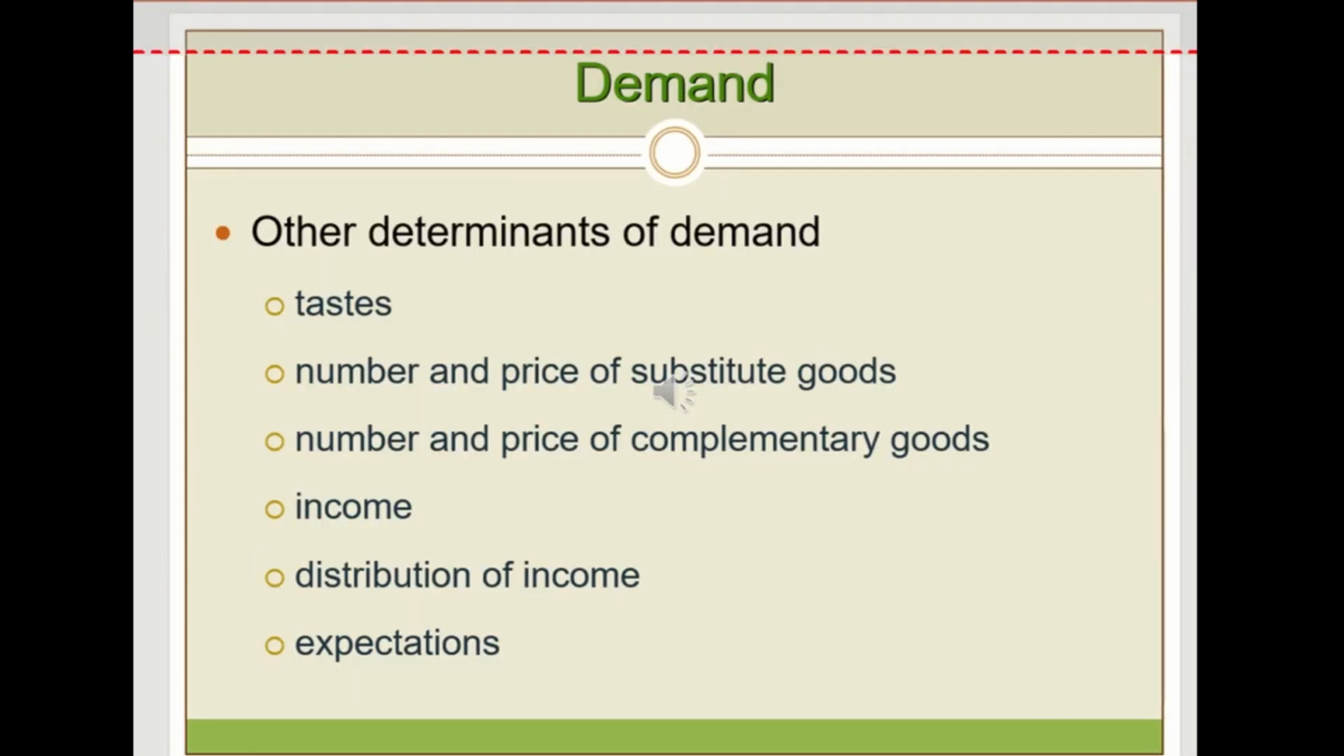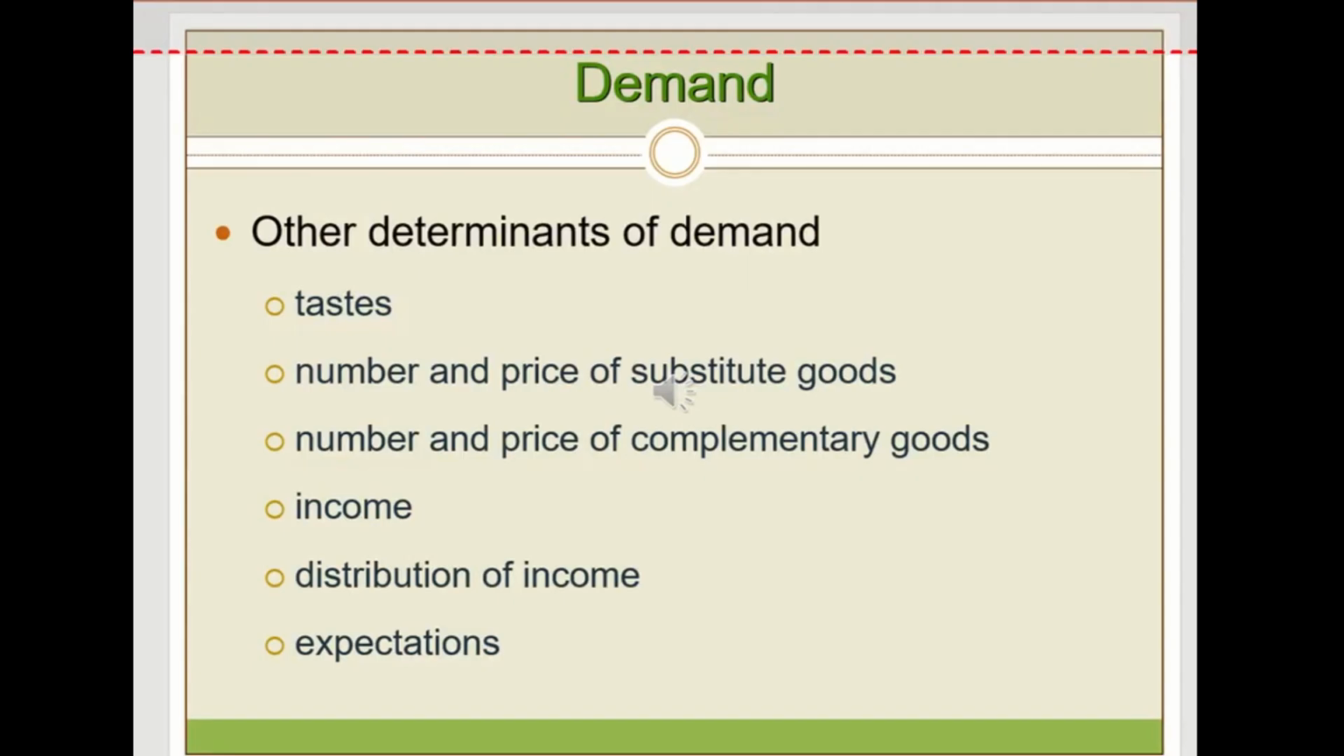For example, taste is also a determinant of demand. When we like a product more, we would like to buy more of that. And taste is influenced by, for example, advertising. The number and price of substitute goods. Substitute goods are alternative goods, and they are also an important determinant of demand.